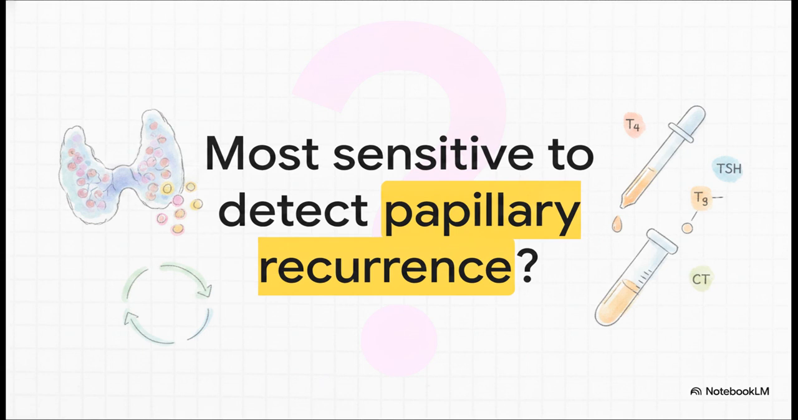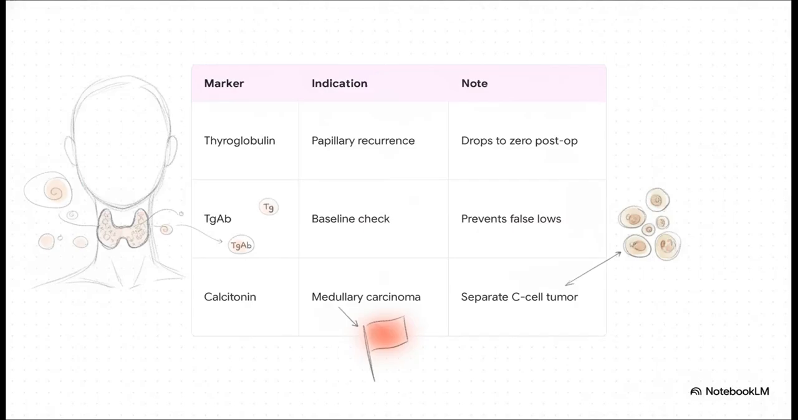So you've successfully treated that papillary carcinoma with a total thyroidectomy and ablation. What is the most sensitive marker to make sure the disease hasn't come back? Serum T4, T3, TSH, thyroglobulin, or calcitonin? It's D, serum thyroglobulin. Because thyroglobulin is produced exclusively by normal thyroid tissue and well-differentiated cancer cells, it should drop to absolute zero after a total thyroidectomy.